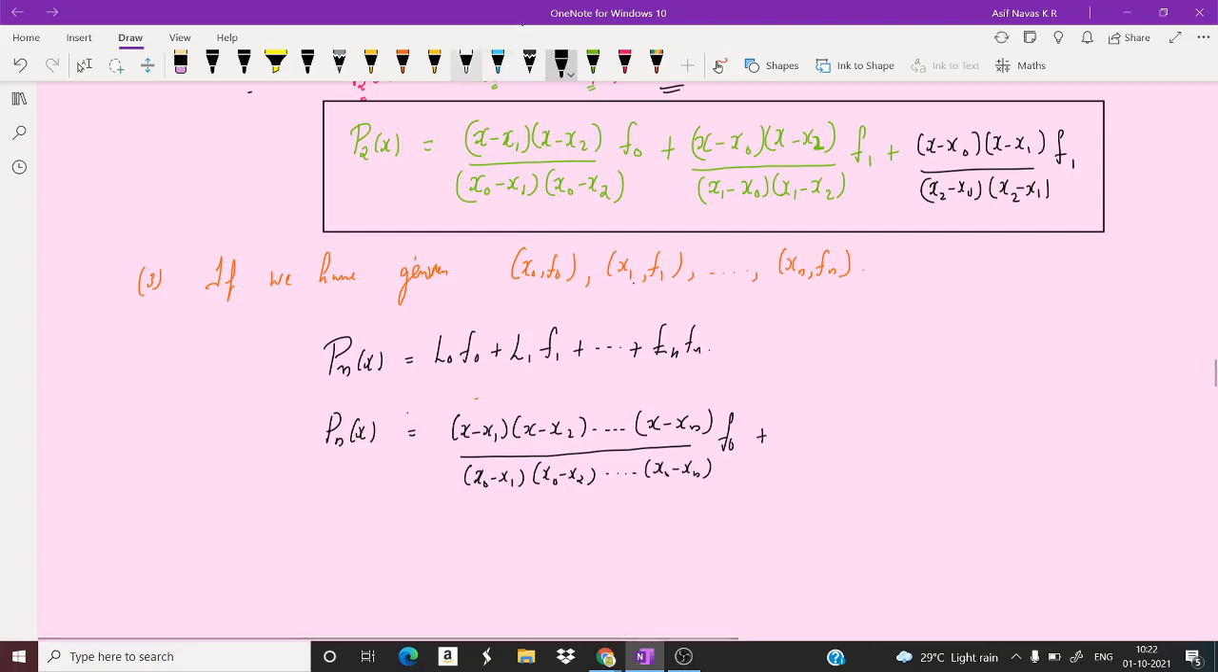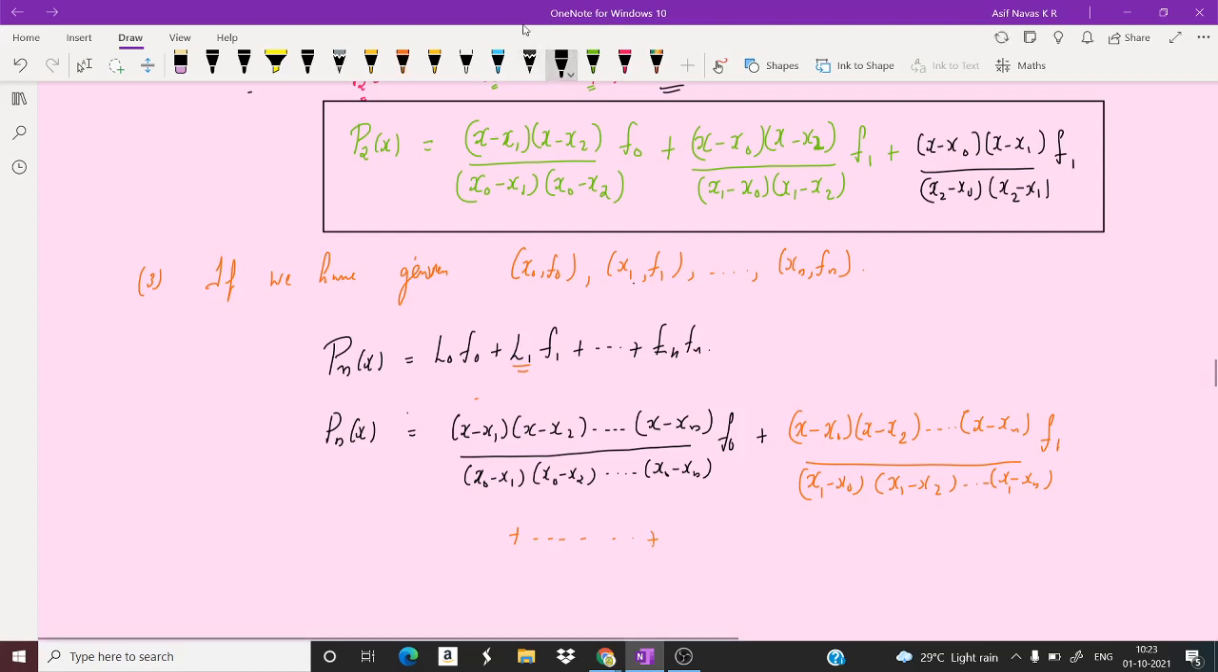Now similarly, what will be L1, there is no x1 term in the numerator. So x minus x0 into x minus x2 into etc. up to x minus xn divided by, in the denominator, x1 minus x0 into x1 minus x2 into etc. up to x1 minus xn, f1 plus etc.